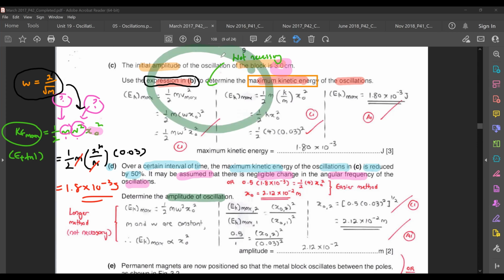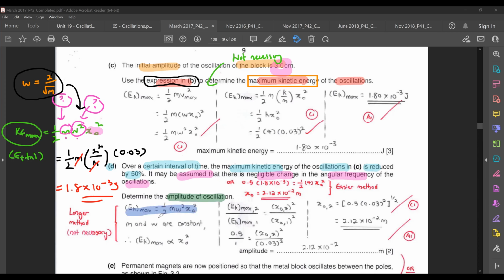You had the first case here, and you had the second case here. All right. So for both cases, you're still talking about the maximum kinetic energy. The thing that links both of them together is the maximum kinetic energy equation, where you say it's half m omega squared x naught squared.